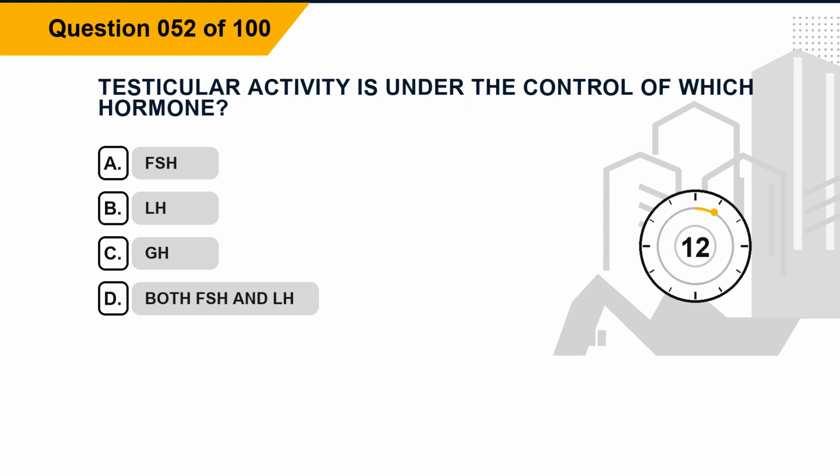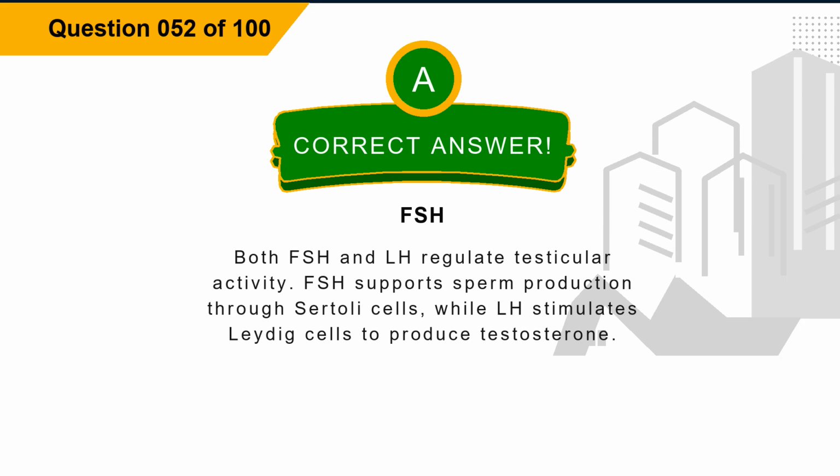Question 52. Testicular activity is under the control of which hormone? Option A, FSH. Option B, LH. Option C, GH. Option D, both FSH and LH. The correct answer is option A, FSH. Explanation: both FSH and LH regulate testicular activity. FSH supports sperm production through Sertoli cells, while LH stimulates Leydig cells to produce testosterone.